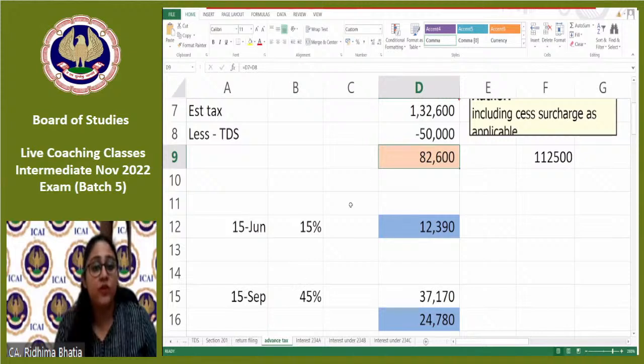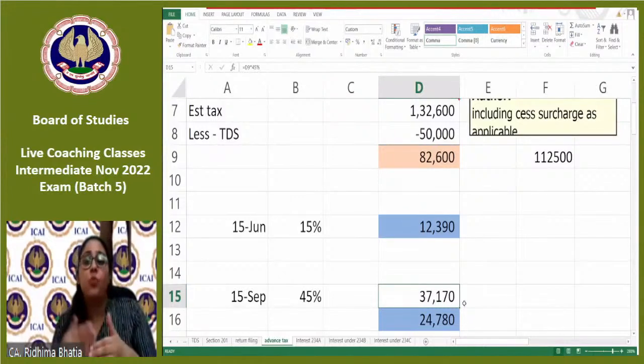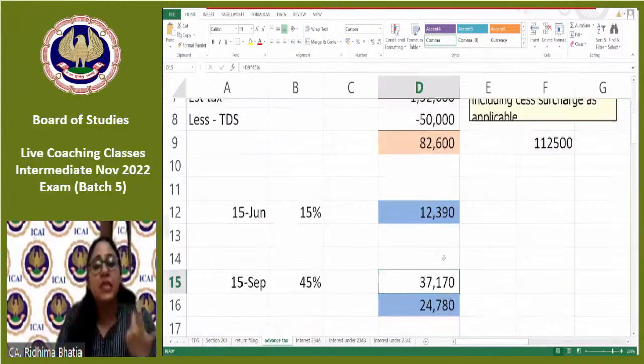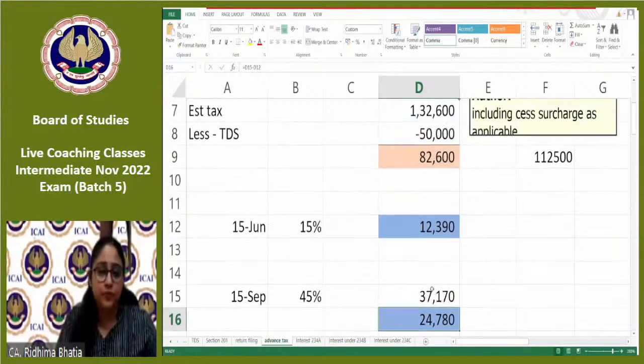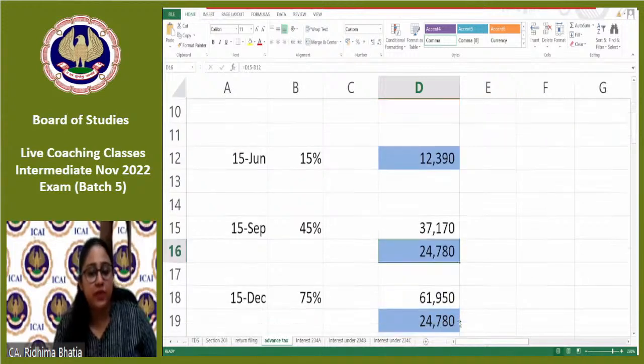So 45% of the entire advance tax does not mean 45% of 82,600 has to be paid entirely in September. That 45% should have been deposited by September. So whatever has been deposited earlier would be reduced, and whatever the remaining is would go in my second installment. In this question, as 37,170 had to be deposited, I reduced the amount I deposited earlier, which is 12,390, giving 24,780.